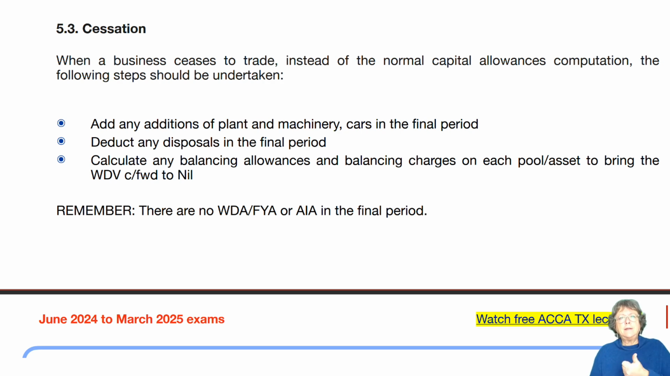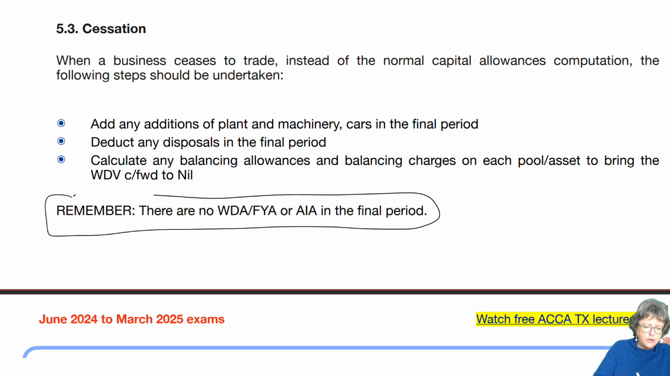What you do is add in all the additions in that period from the question, take out all the disposals, and then work out balancing allowances and balancing charges only. So it's important to remember, no writing down allowances or first year allowances in that final period.